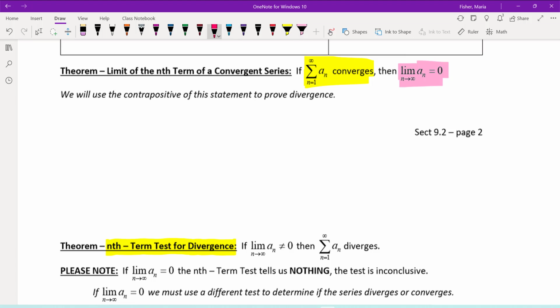So whatever this a sub n here is, if we take its limit as n goes to infinity, we get 0 if the series converges. We are going to use the contrapositive of that statement to prove divergence. So if when you take the limit as n goes to infinity of a sub n, you don't get 0, then your series diverges. Again, if the limit as n goes to infinity of a sub n doesn't equal 0, this series is going to diverge by the nth term test.